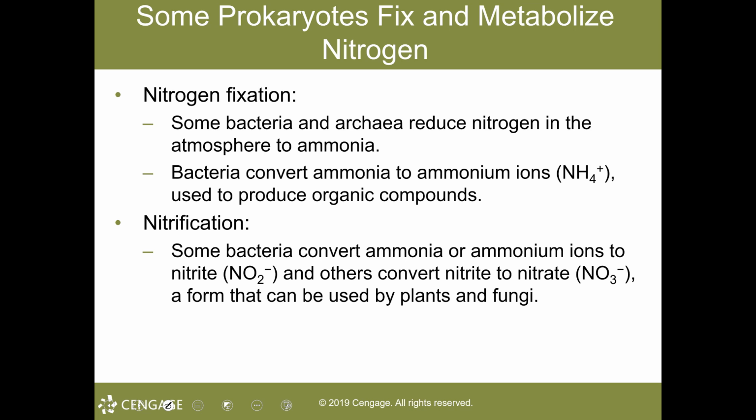So nearing the end of things, class, we're here with nitrogen-fixing bacteria, the rhizobia. So some bacteria and archaea reduce nitrogen in the atmosphere to ammonia, and then the bacteria convert that ammonia to ammonium ions used to produce organic compounds. And with nitrification, this is when I get to rhizobia, being that they convert ammonia or ammonium ions to nitrite, and then others convert the nitrite to nitrate, a form that can be used by plants and fungi. So we must have this nitrogen-fixing bacteria, class. It allows the world to go around, I say. Plants must have it, and we must have plants to live.